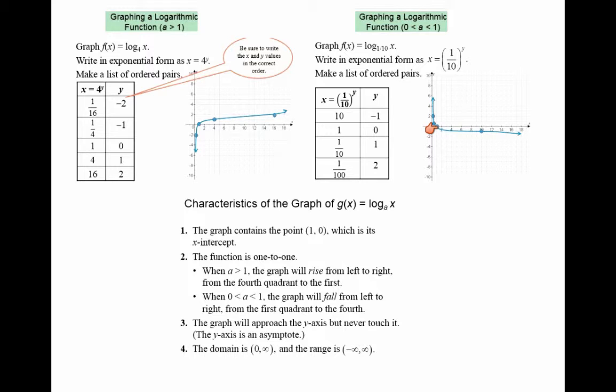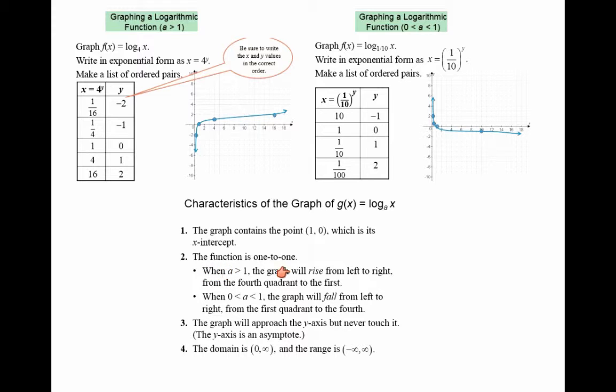So let's take a look at the characteristics. The graph contains the point (1, 0). Both of these are going to pass through the point (1, 0), which is their x-intercept. The x-intercept is exactly the same for both. The function is 1 to 1. To test for the function being 1 to 1, you draw a horizontal line. If it intercepts the graph at exactly one point only, that would be 1 to 1. So that does pass that test here.